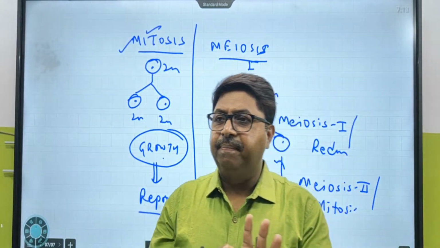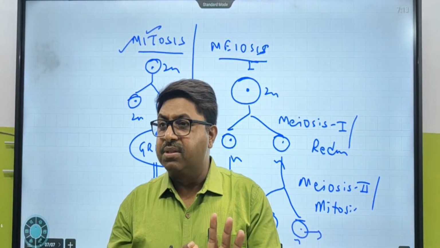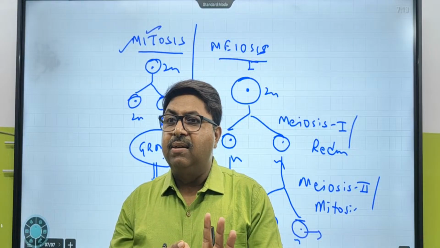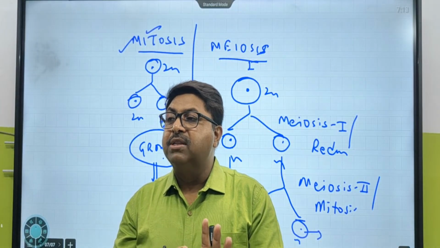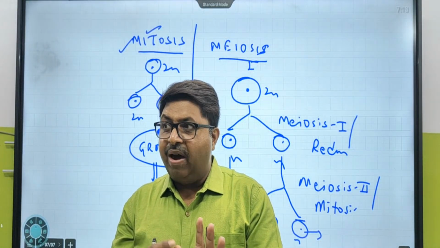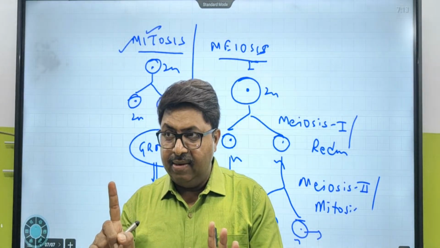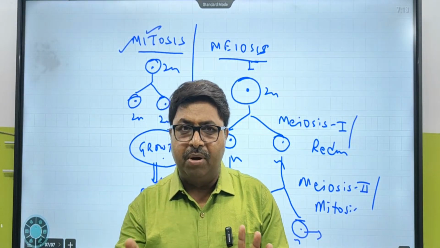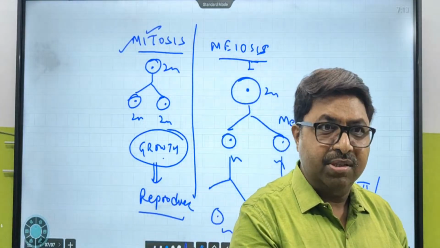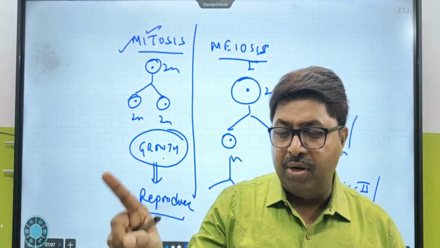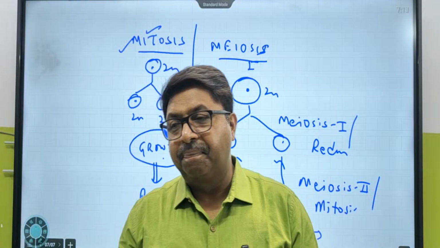So what is the takeaway from this chapter? The first takeaway: significance of mitosis. What are the main importances of mitosis? Why does mitosis occur in a cell? What are the parameters which are important for a cell to undergo mitosis? These are most important from the mitosis topic.